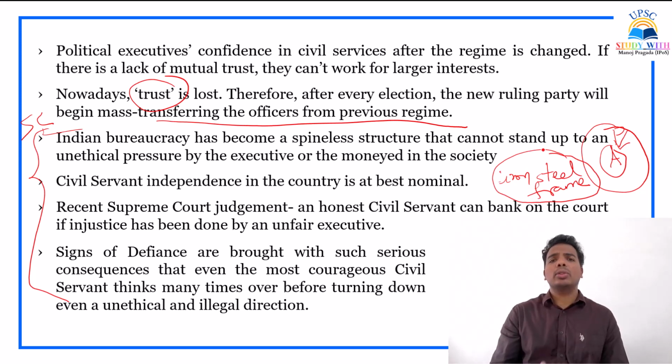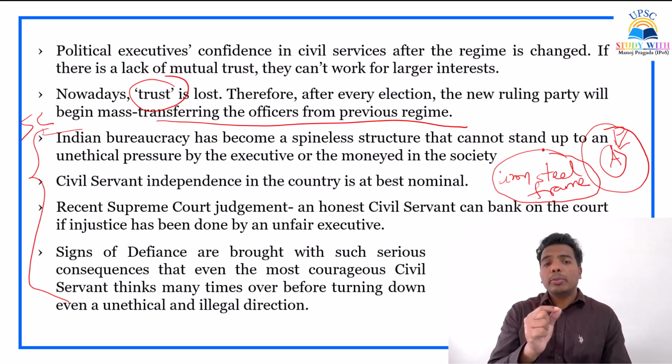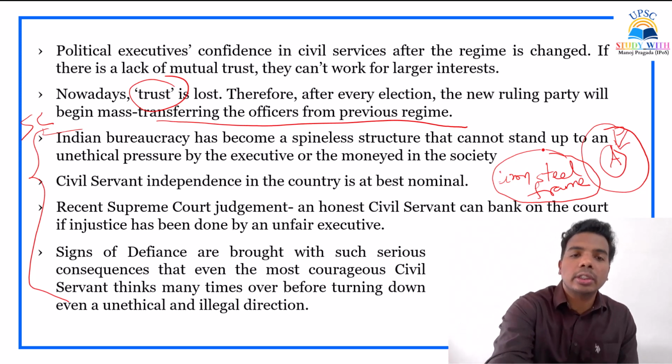Because the political executive might change. They might change after every 5 years or every 4 years. But what about bureaucracy? Bureaucracy is permanent. It is a permanent iron steel frame. So, the Supreme Court of India has commented that Indian bureaucracy has become a spineless structure that cannot stand up to unethical pressure by the executive or the moneyed in society. So, what is this executive? Executive is the political executive.